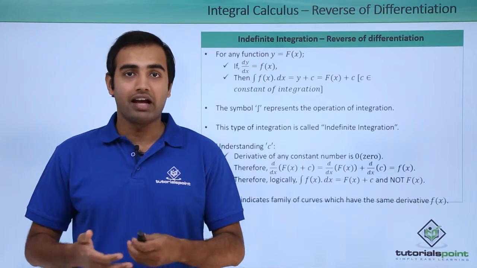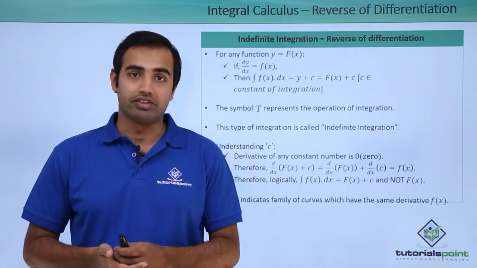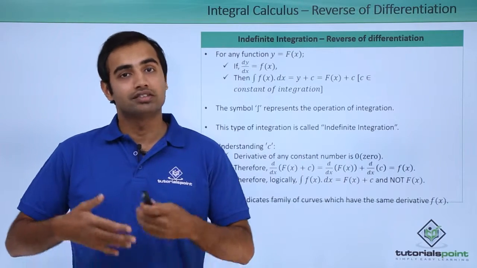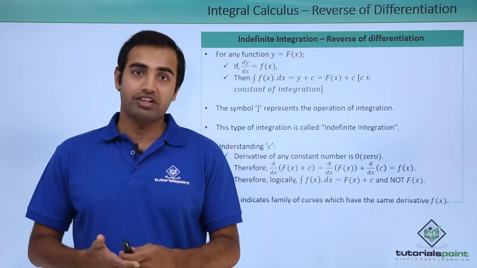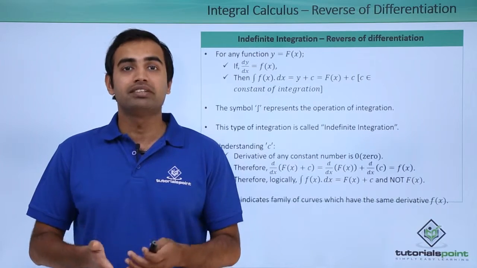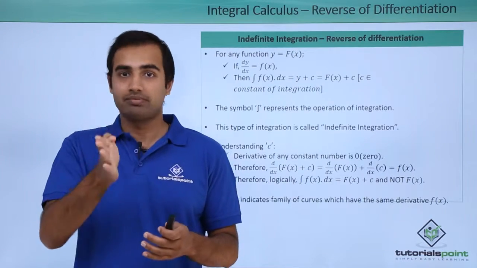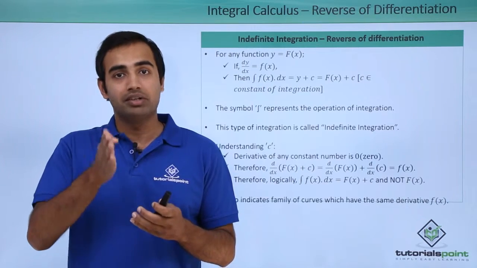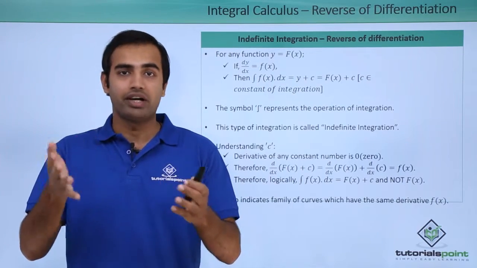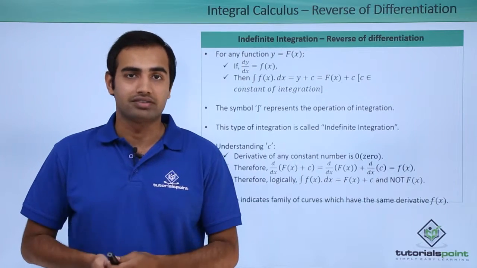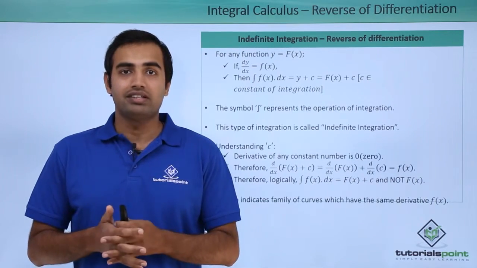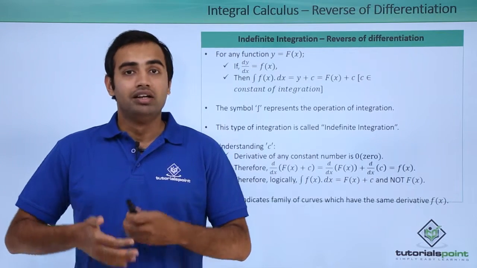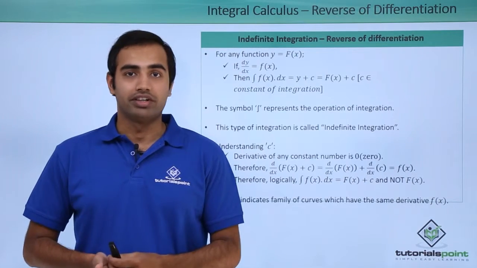Let's say I have a function y is equal to capital F(x) and the derivative of y with respect to x is understood as small f(x). Then I can define an operator integration which simply says integral of f(x) with respect to x, which is also written as integral f(x) dx, comes out to be nothing but y plus c, where y is capital F(x). Here you can see there is a plus c, a constant I have introduced. C is also called the constant of integration.